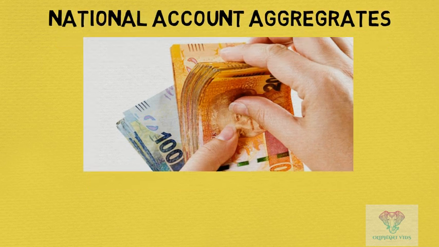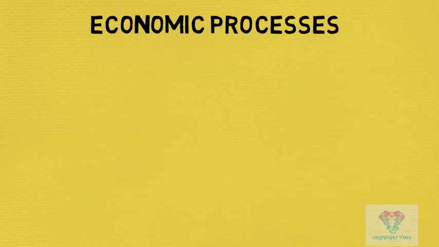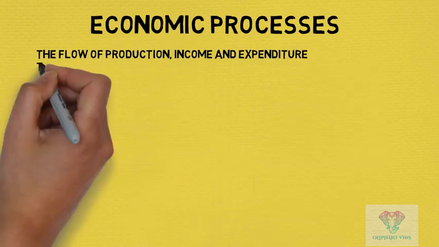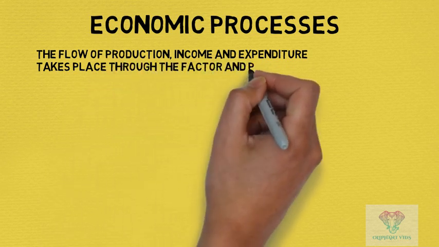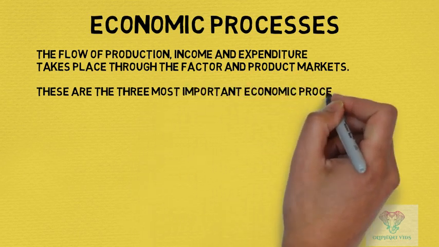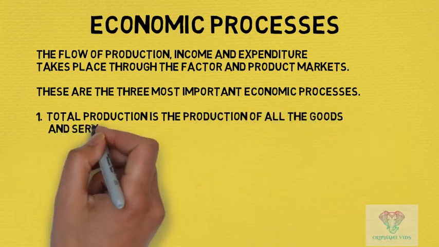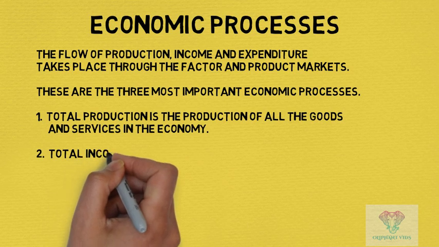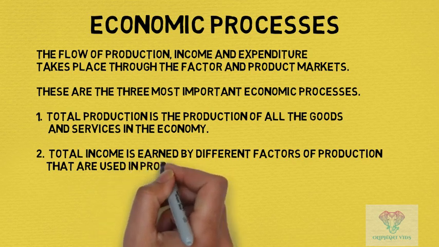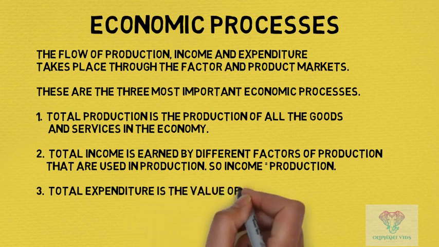Now, let's have a look at the relationship between these economic processes. Remember in the circular flow, the flow of production, income and expenditure takes place through the factor as well as the product market. These are the three most important economic processes. The first one is total production. Remember, in order for an economy to exist, there needs to be production of goods and services, or production of raw materials into goods and services. So all these goods and services need to be calculated, and they are going to determine economic growth.